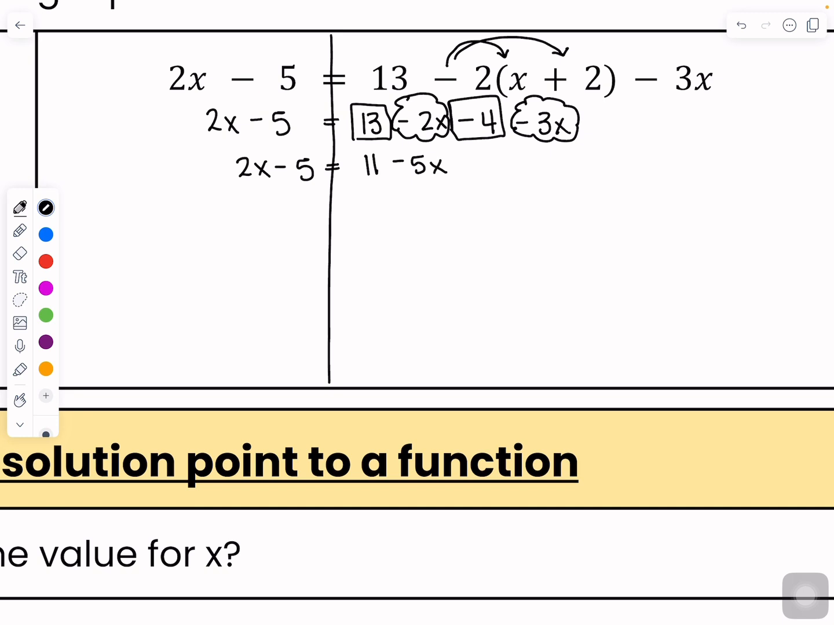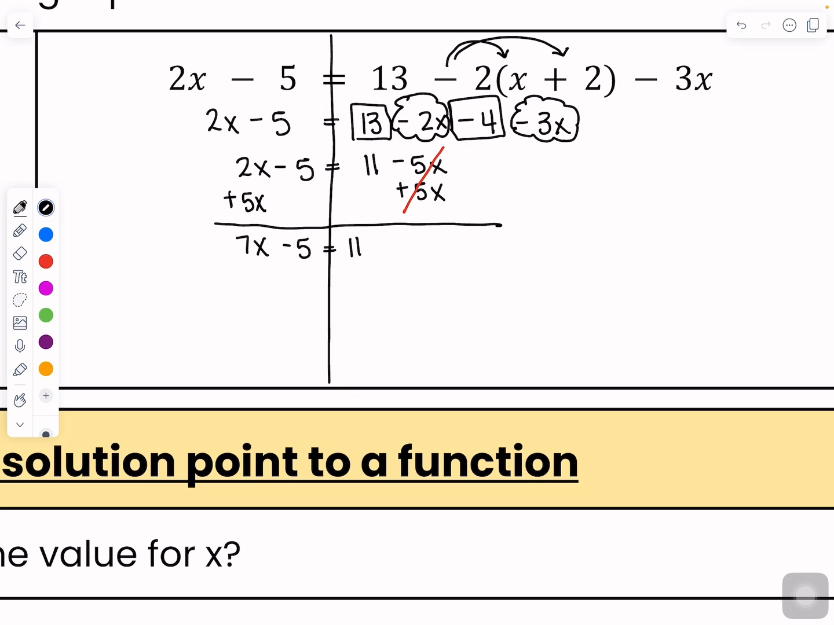Now let's take a moment to move our x terms together. We can do this by adding 5x to both sides. Remember, negative 5x and 5x cancel each other out by creating a zero pair. 2x plus 5x is equal to 7x minus 5, which is equal to 11.